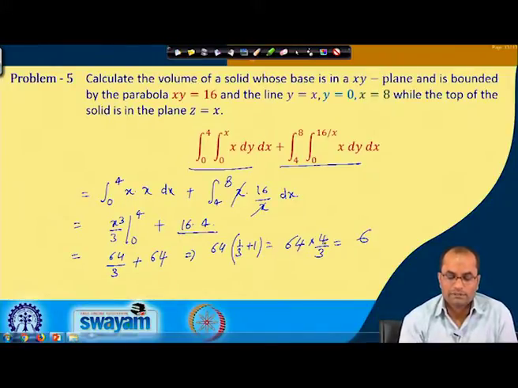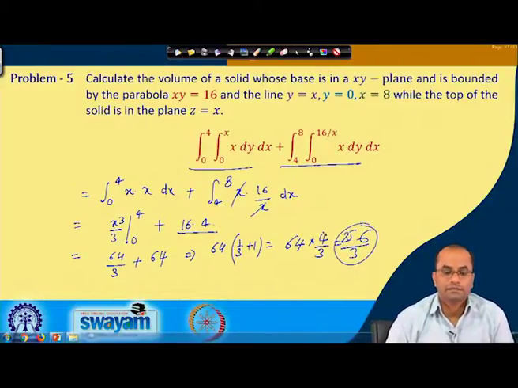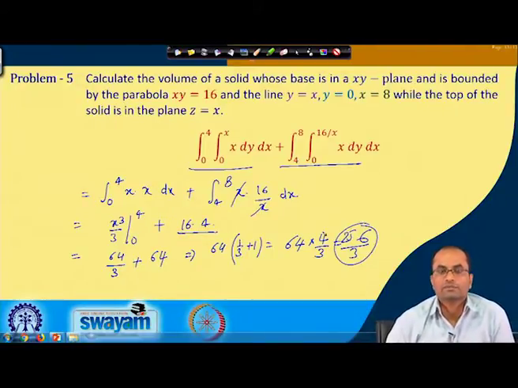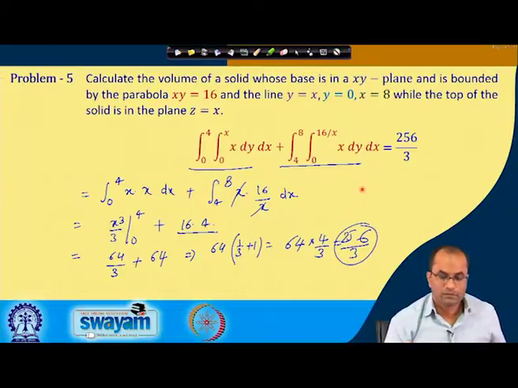So, 256 by 3 is the volume of the solid below the plane z is equal to x and bounded by that region xy is equal to 16, y is equal to x, y is equal to 0 and x is equal to 8. So, that is the value 256 by 3.